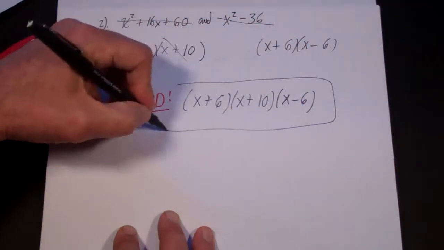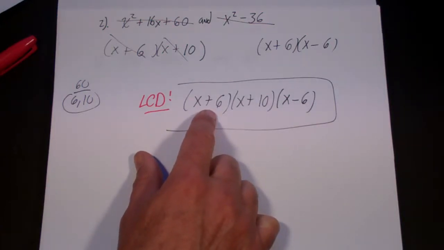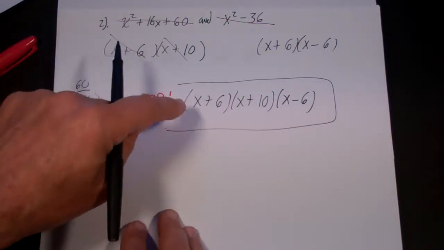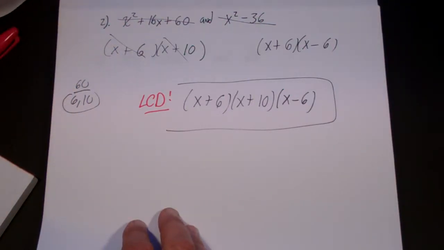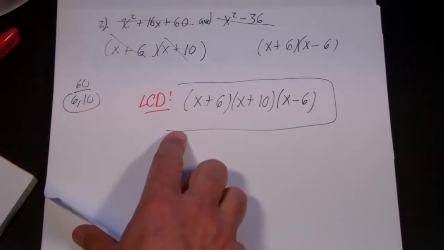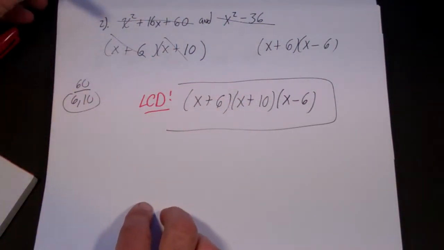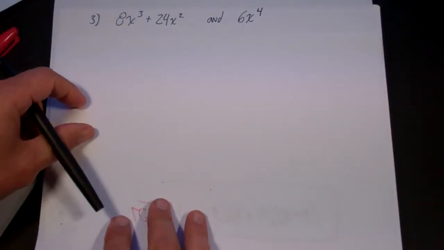That's your LCD. Now, you might want to multiply this out, though what I would do is wait until the very last step before you do that, because you might be able to cancel something out if this is part of a larger problem. But that's your LCD right there. It would also be correct if you multiply everything out by FOIL. And let's do the third example.